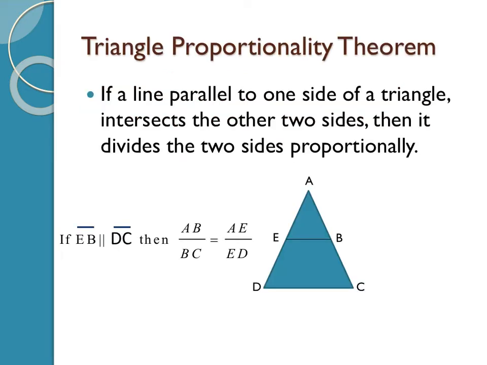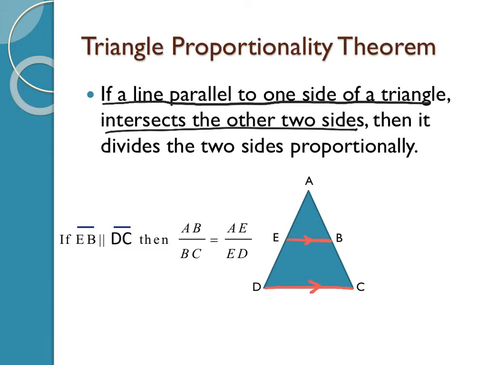Okay, so the first one is the triangle proportionality theorem, and this is just for triangles. It says, if a line parallel to one side of a triangle intersects the other two sides. So what we mean here is that if this line EB is parallel, we have to know that it's parallel. We can't just guess at it. If we know that it's parallel to DC, then it divides up the two sides proportionally.